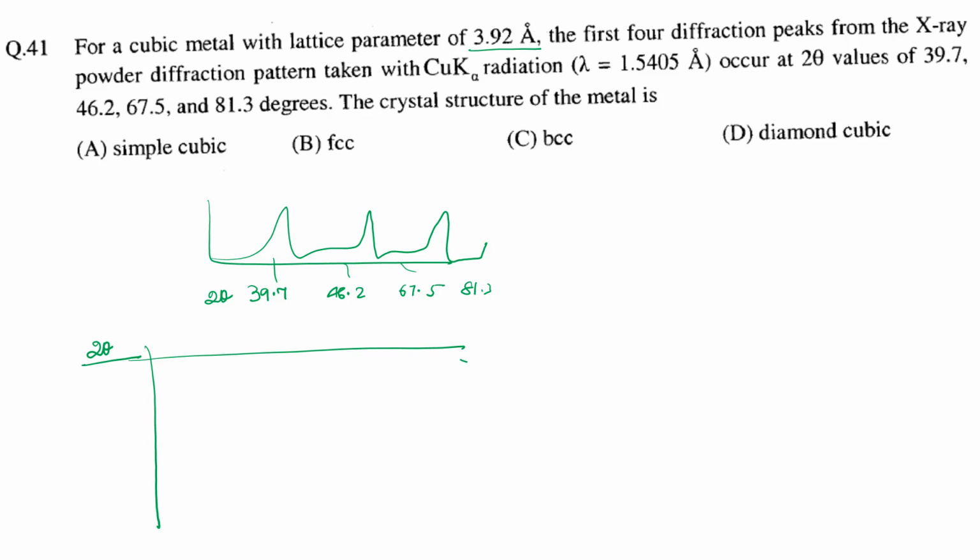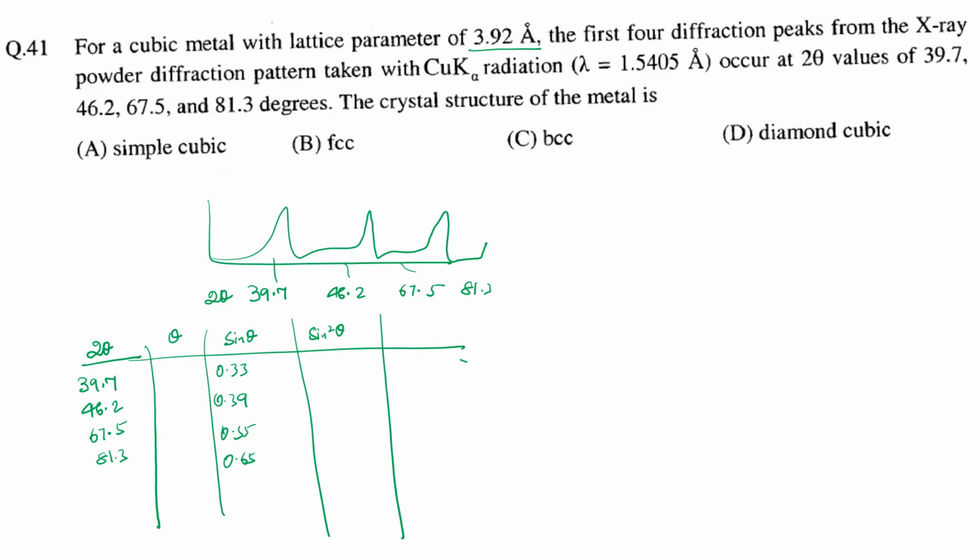You write the 2 theta values first: 39.7, 46.2, 67.5, 81.3. Then you will have to write theta, and then sine theta. Guys, you can write theta on your own. I am writing sine theta: 0.33, 0.39, 0.55, 0.65. The next step will be to find sine square theta.